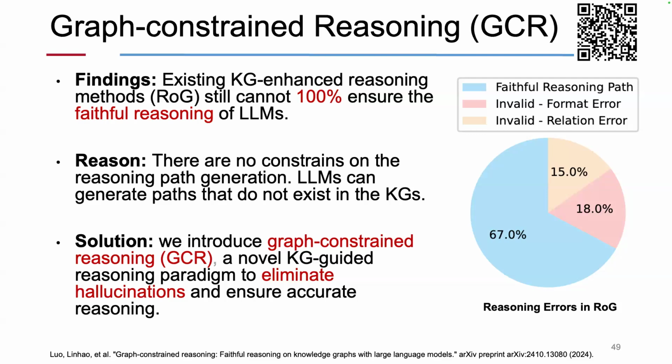The reason is that the LLMs are not controlled. They're just doing some freestyle generation. So in order to eliminate this kind of hallucination, we introduce graph-constrained reasoning. We utilize the graph structure as the constraint on the LLM generation step so that it can generate the reasoning path correctly.